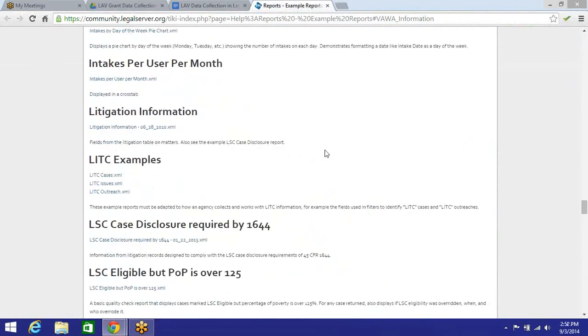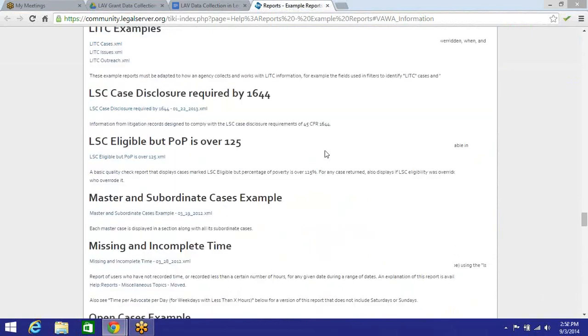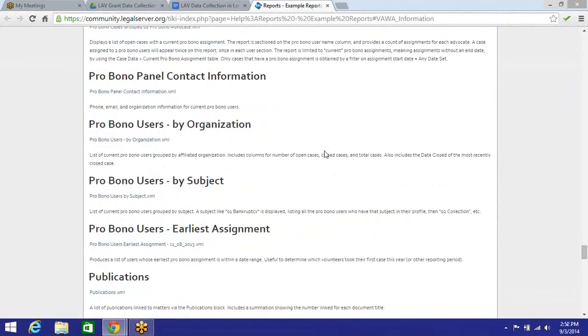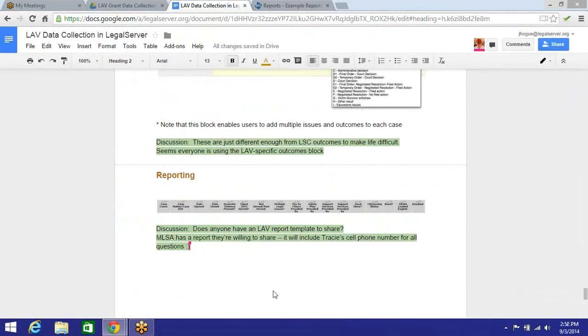But the report examples would be a good place to start for pretty much any new complicated report that you need to create. So we'll be looking for examples to put there. And we heard also, at least one person is using case matter information and then the LAV information and combining them in an Excel spreadsheet.